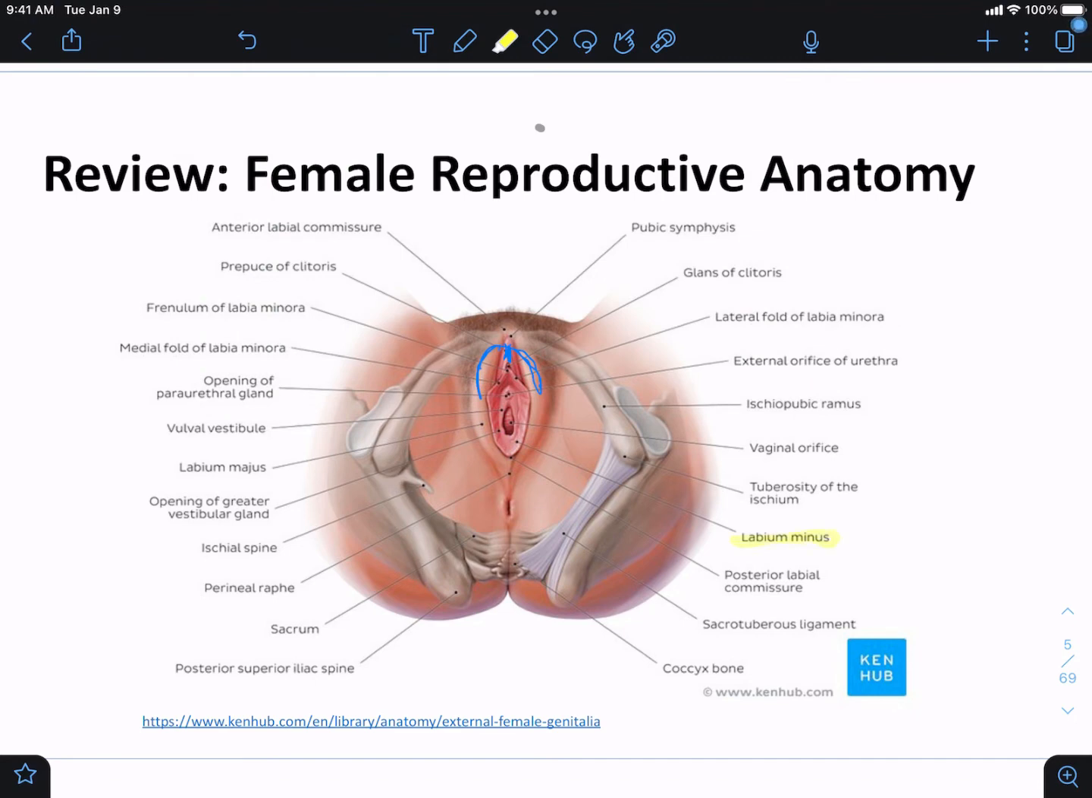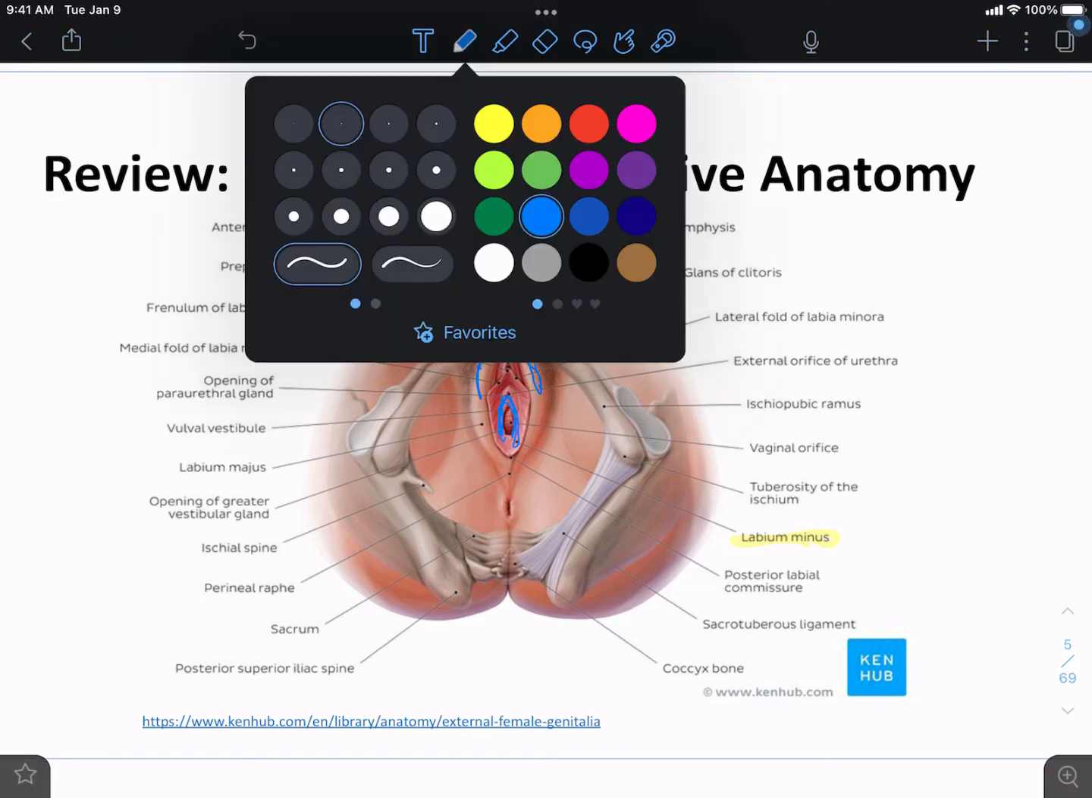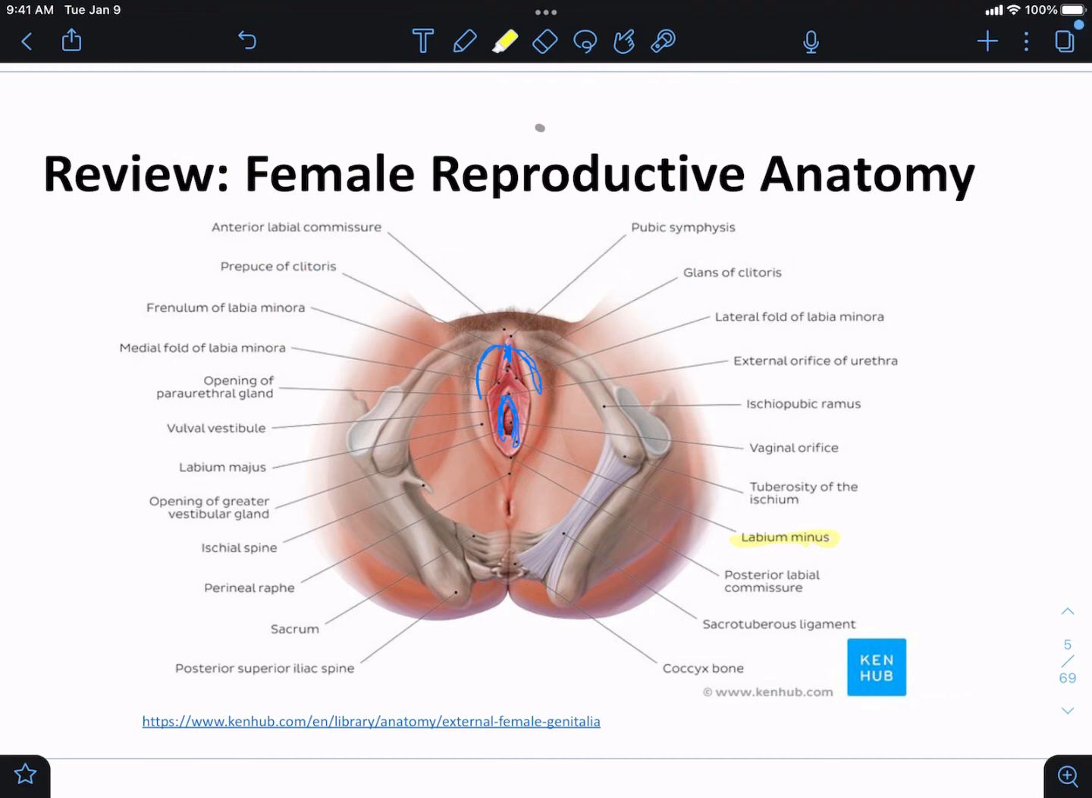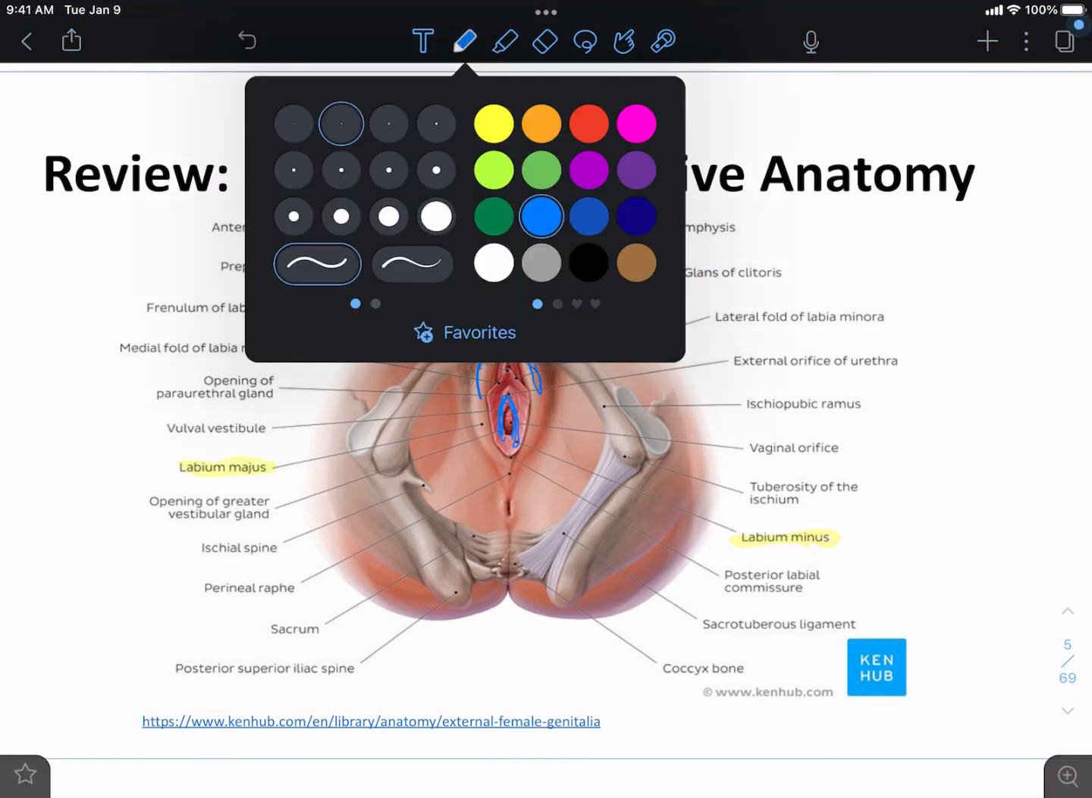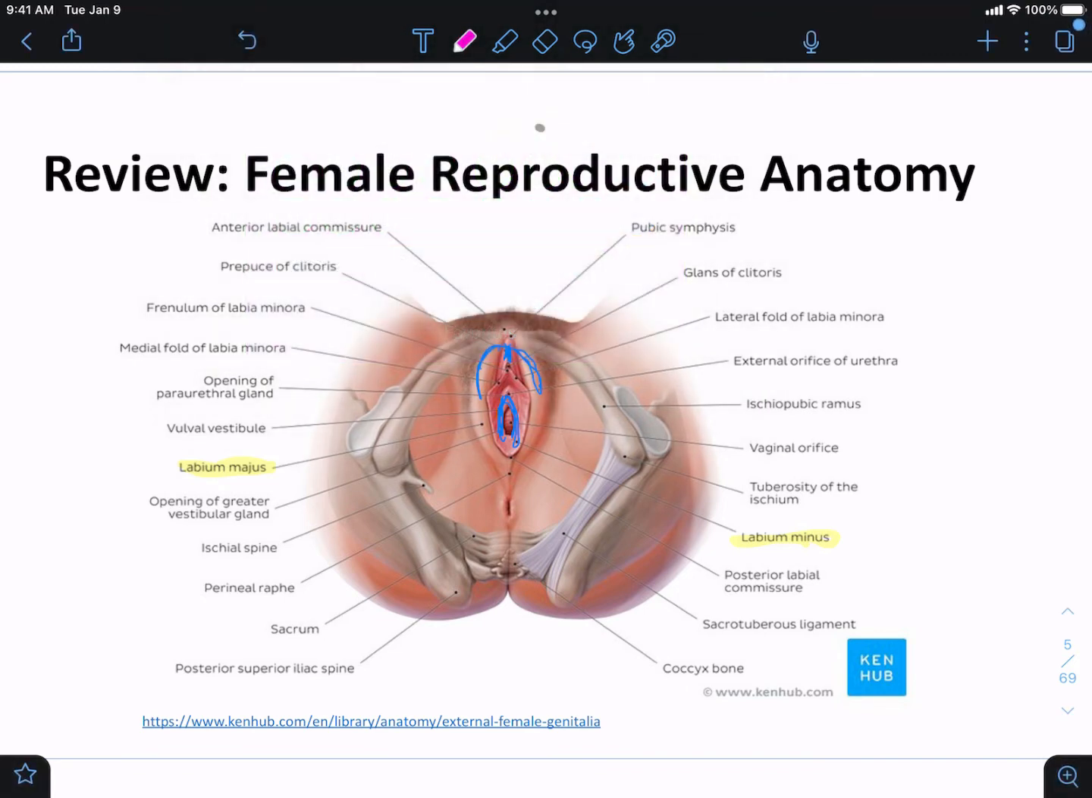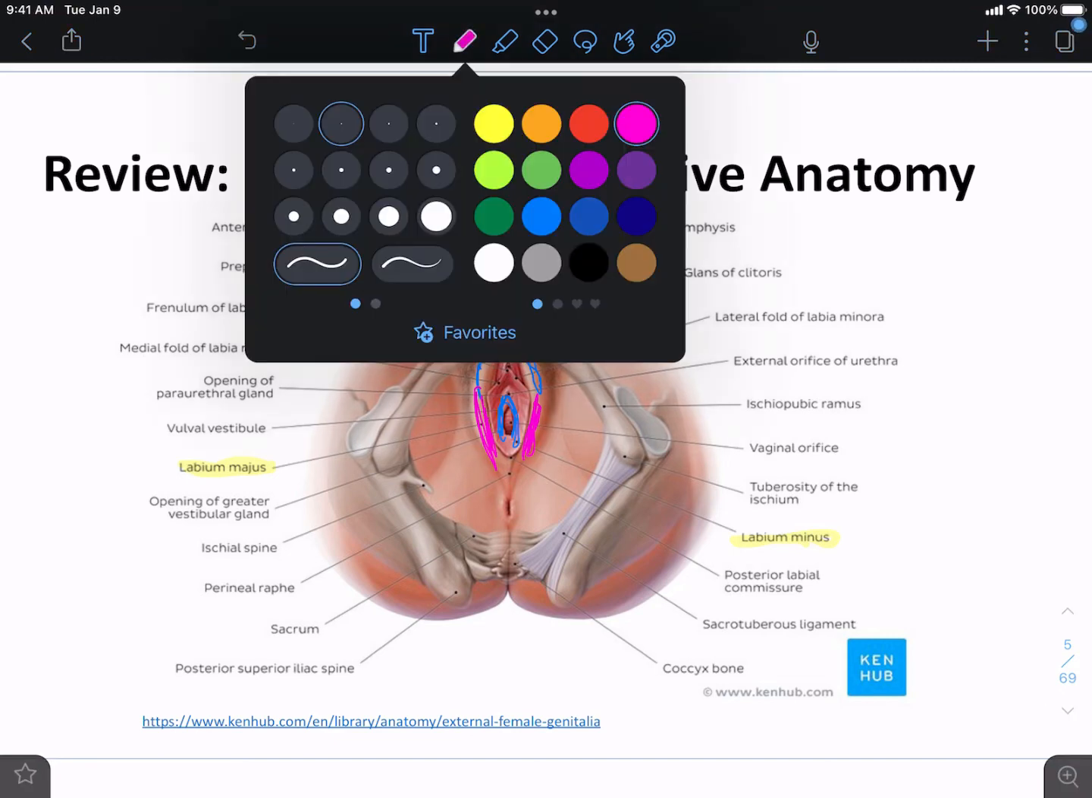So the labia minora are the smaller inner labia, these portions right here. Okay. And where's my label here? Oh, there it is. And the label for the labia majora, which of course are these larger structures here and here. Okay.